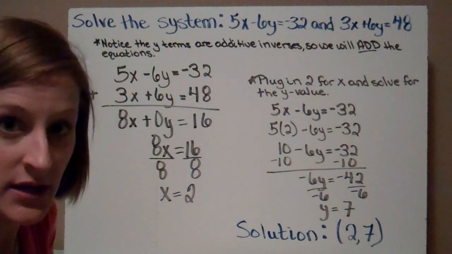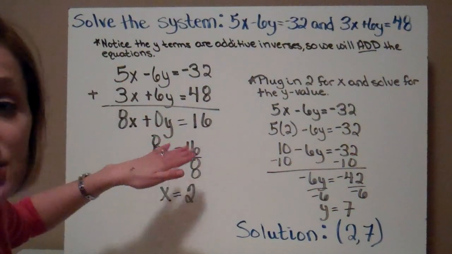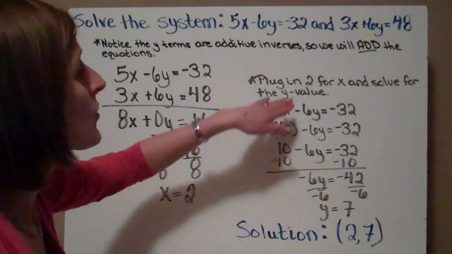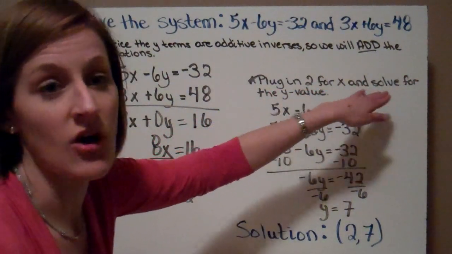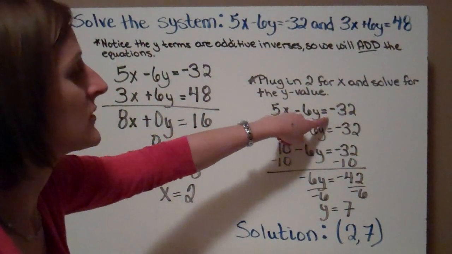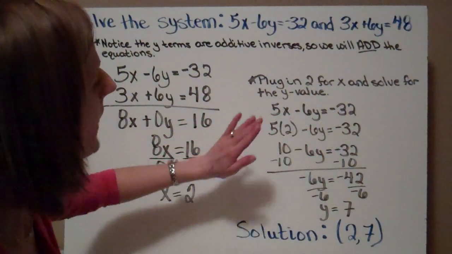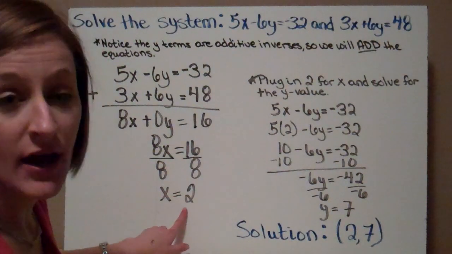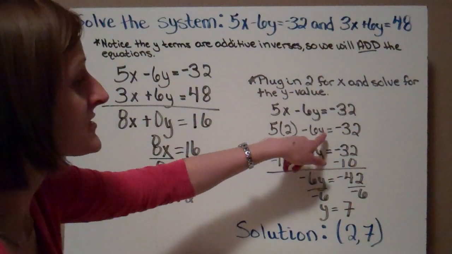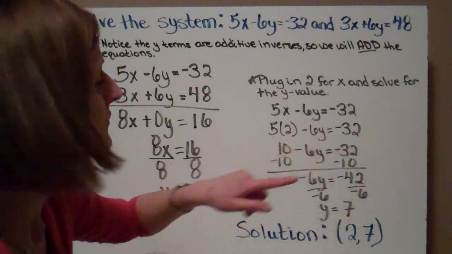Since we know what x is, we're going to take one of the equations. It doesn't matter which one. I typically do the first one. We're going to plug in 2 for x and solve for y. So I've got 5x minus 6y equals -32. I'm going to plug in x. We found out was 2, so I plugged that in. So I've got 5 times 2 minus 6y equals -32.